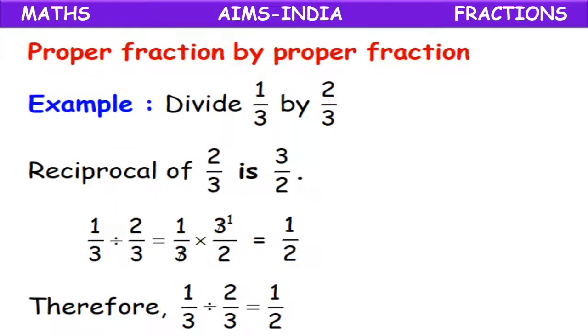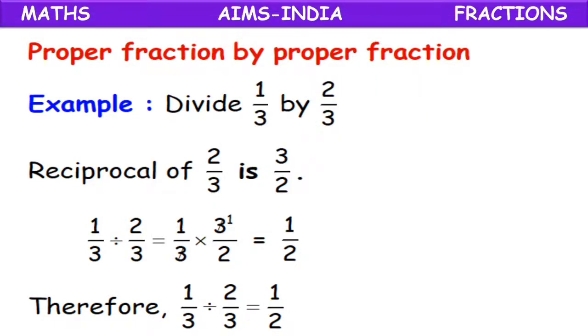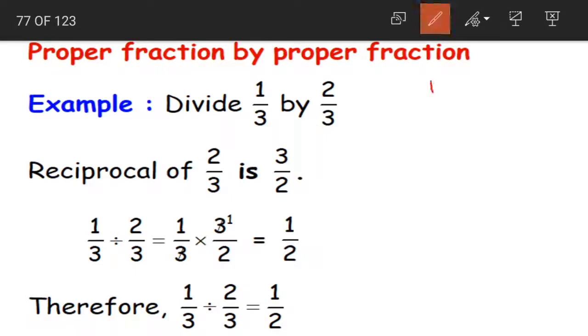It is simple, children. What is it? Again the same. Here what do we have? 1 by 3 divided by 2 by 3. Again the dividend is written as it is. The division symbol becomes multiplication, and for the divisor we write the reciprocal. Yes, so 1 by 3 divided by 2 by 3 becomes 1 by 3 into 3 by 2.